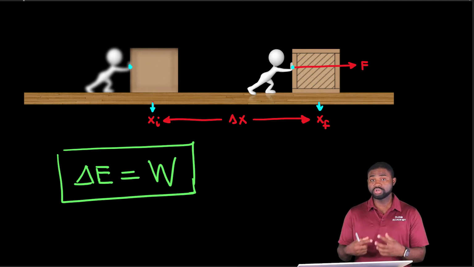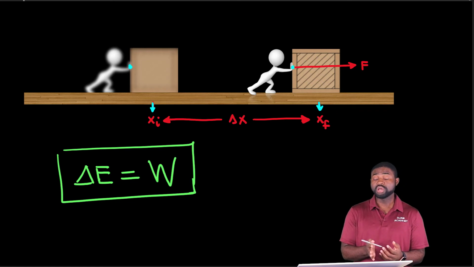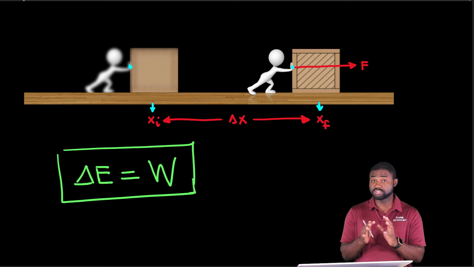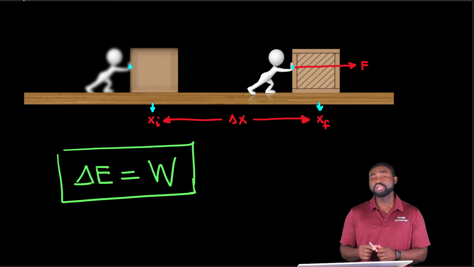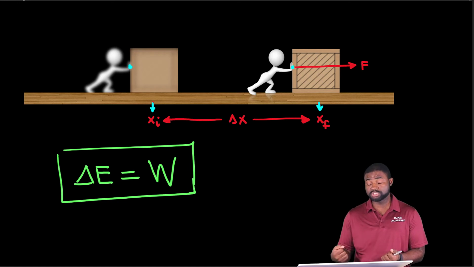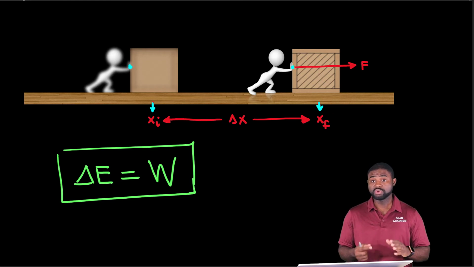Now, when work is done on a system, energy is transferred into the system and therefore its energy content increases. In that case, the work done is positive. On the other hand, when work is done by a system, energy is transferred out of a system. In that case, the energy content of the system decreases. We say that the work done is negative.